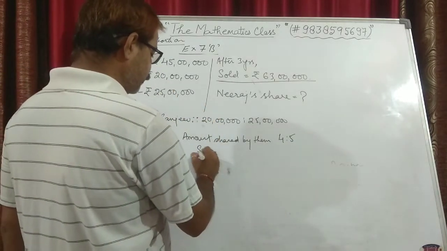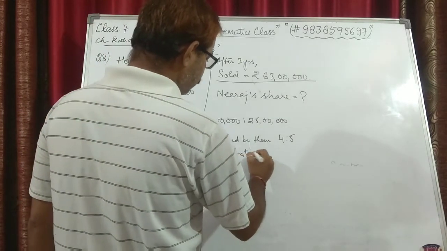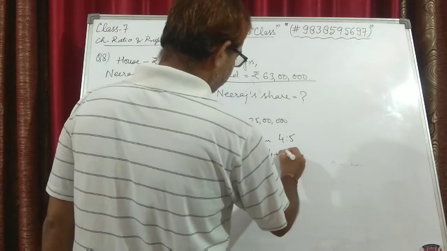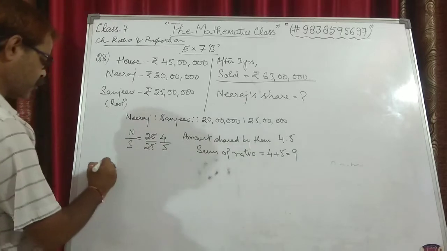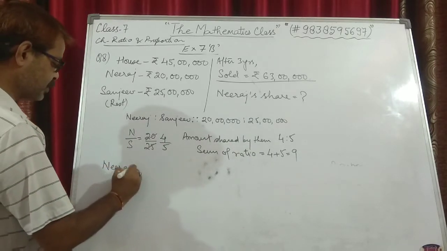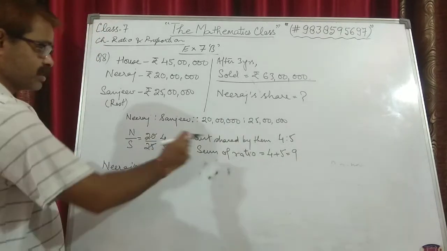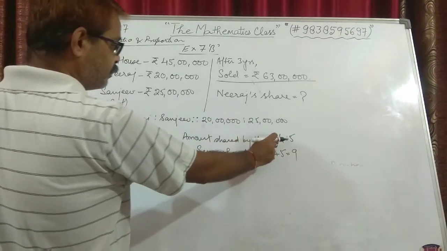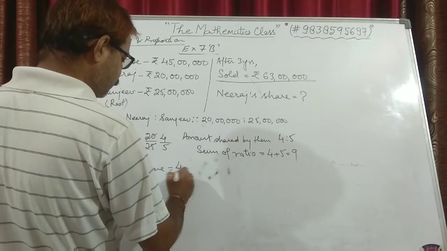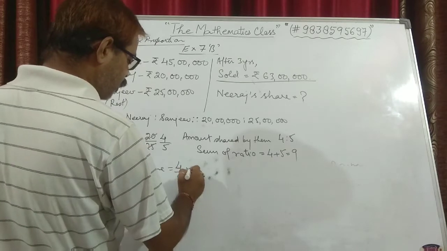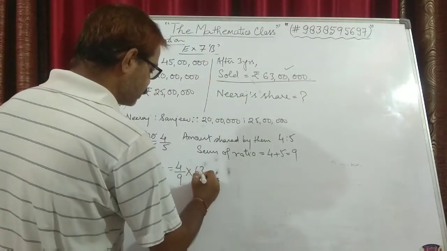So for that we need to find the sum of ratio, and we know sum of ratio will be 4 plus 5, that is 9. We need Neeraj's share. Neeraj's share was what? Neeraj has given fourth part of 9 parts. So Neeraj's share will be 4 upon 9. Of what amount? Of this amount, 63 lakh rupees.